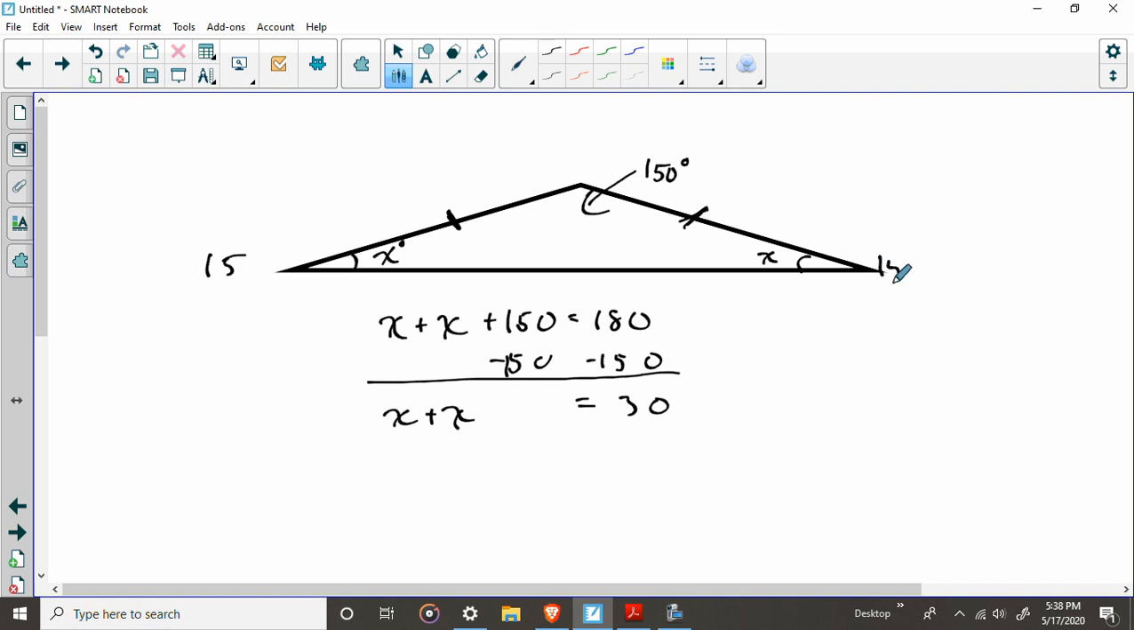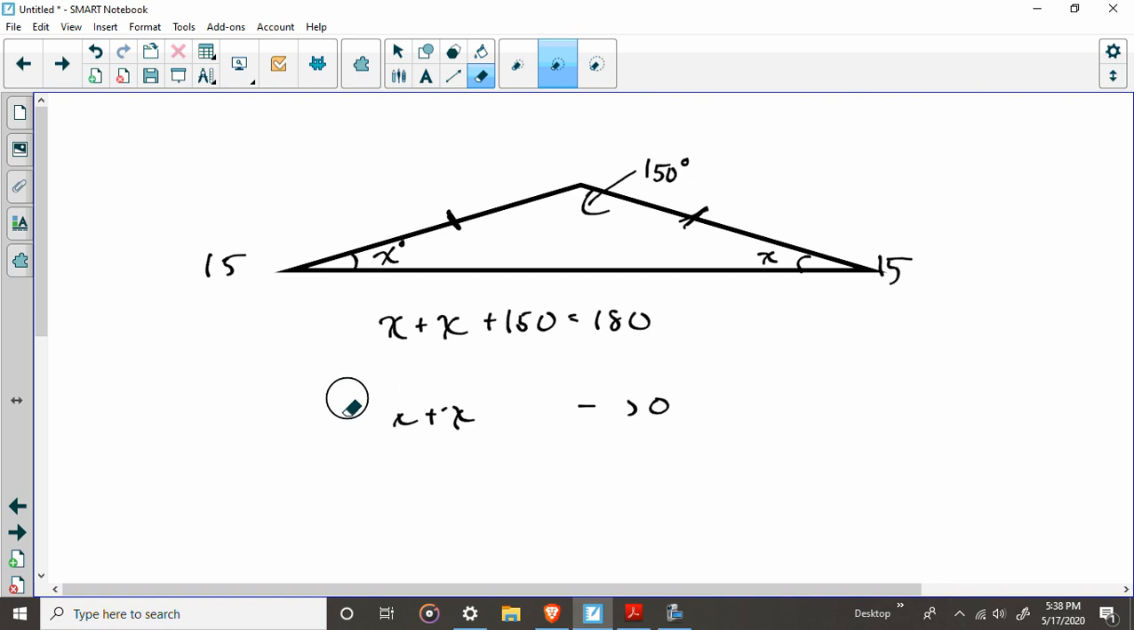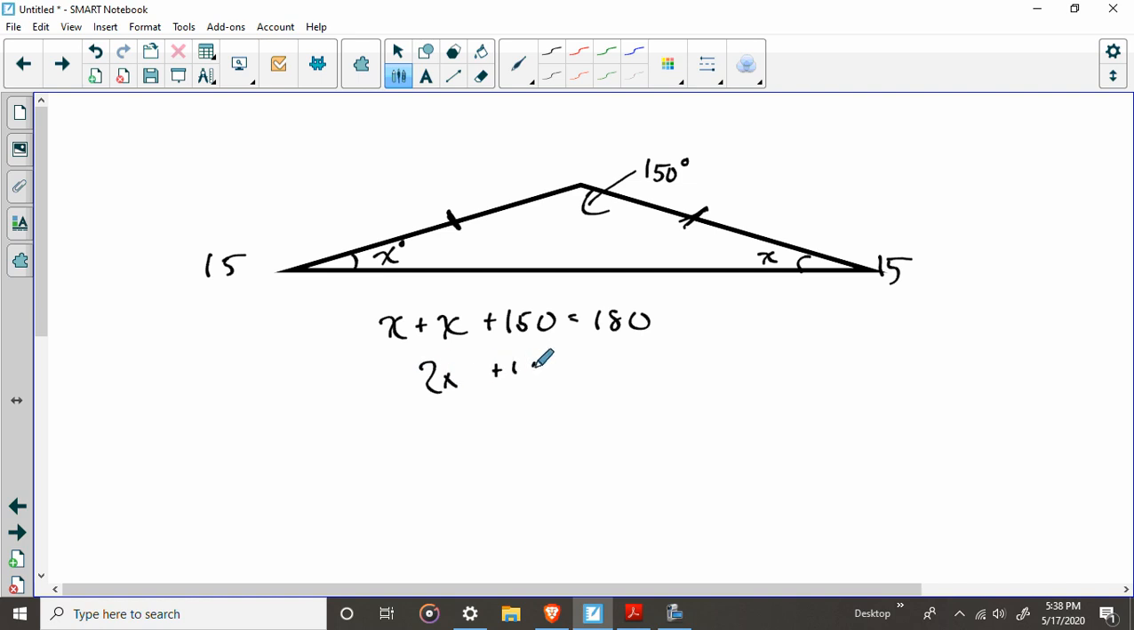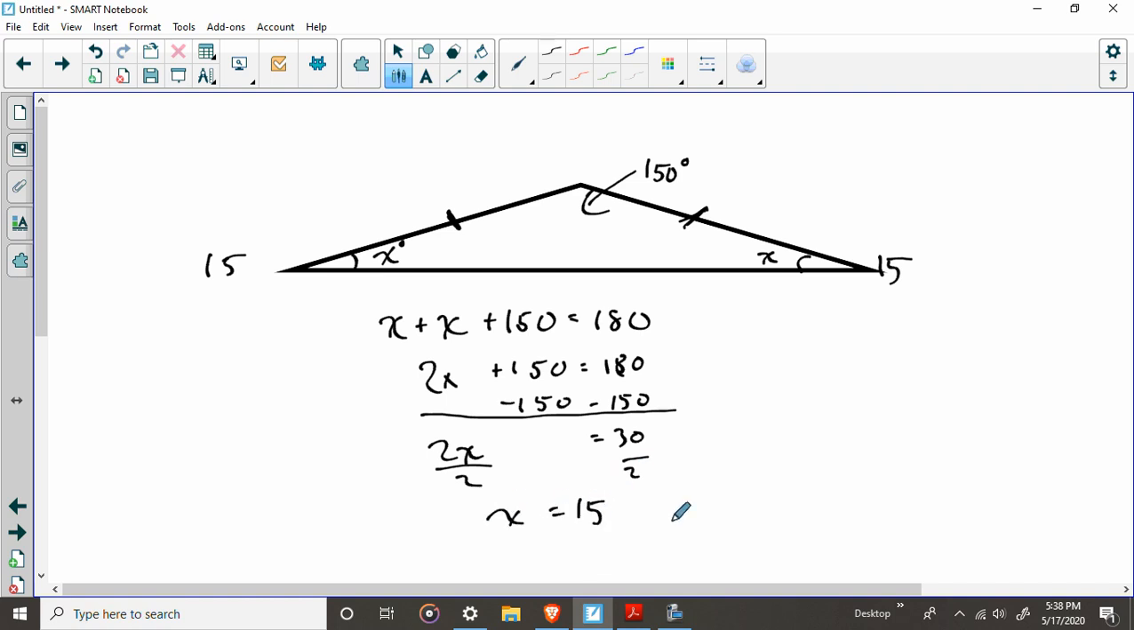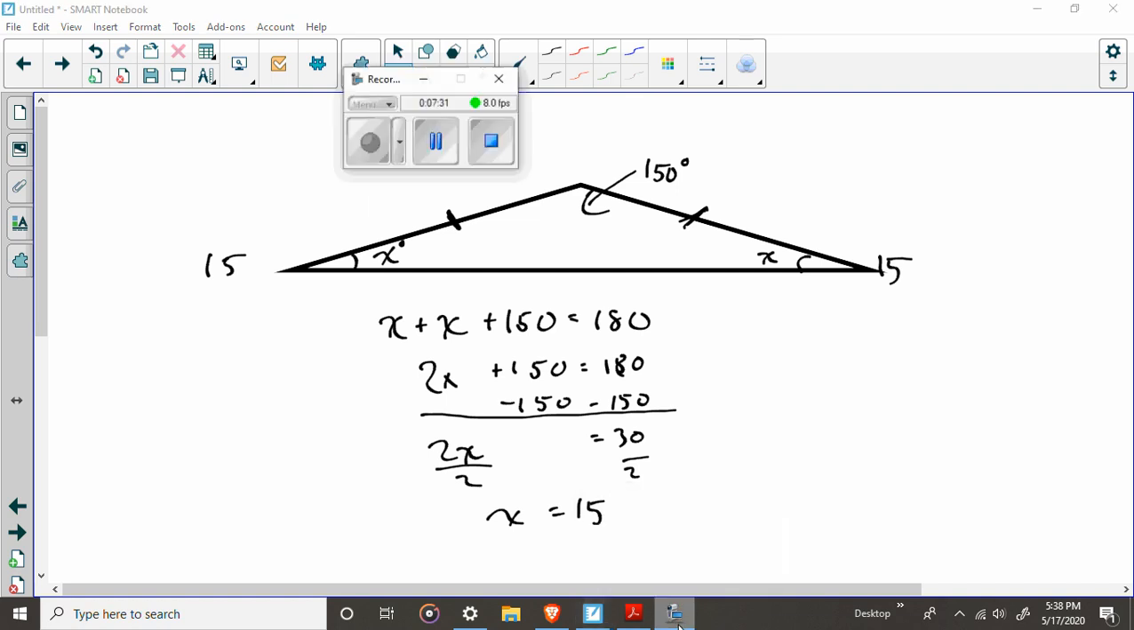Okay. Another way of thinking about this is you could have combined your like terms, right? You could have said x plus x is 2x, right? Subtract that 150 from both sides. We'll find out that 2x is equal to 30, and that x is equal to 15. Same thing, okay? So honestly, that's all you should really need to know to get your work done.